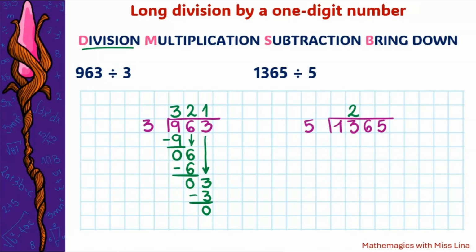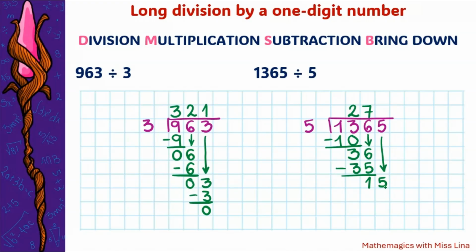That was the division. We go for the multiplication. 5 times 2 is 10. Subtraction. 13 minus 10 is 3. And bring down. We bring down the next digit, so 36. Then we repeat the cycle, division. 36 divided by 5 is 7. 5 times 7, multiplication, is 35. Next one, subtraction. 36 minus 35 is 1. And then we bring down the next digit.